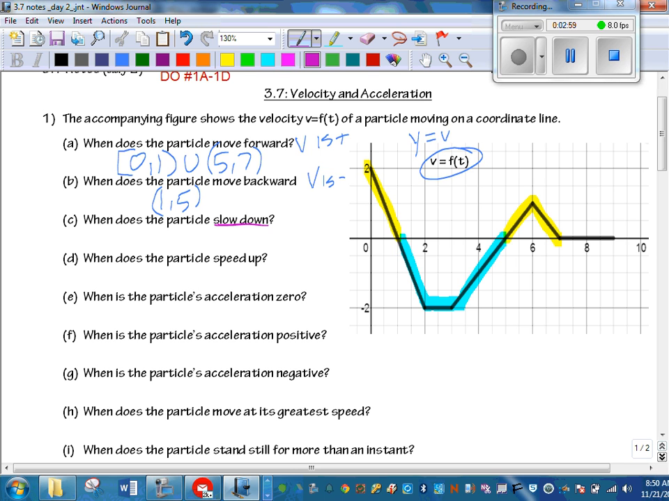They have to be opposites, right? Velocity and acceleration have to be opposites. All right? Velocity and acceleration have to have opposite signs. They have to be working against each other, going in opposite directions. That's going to slow the particle down. If we want to see when it's speeding up, that's when velocity and acceleration have the same signs.